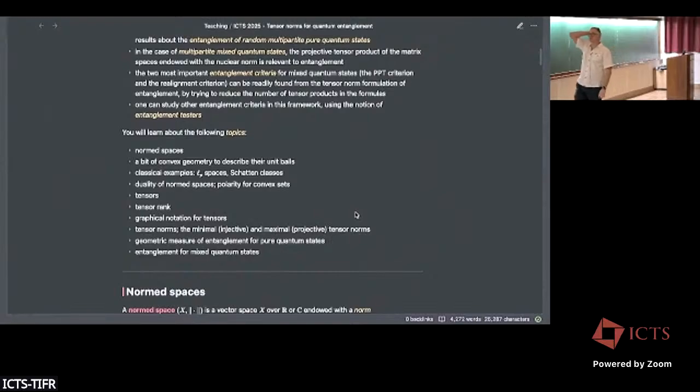Maybe two words about tensor rank, although this is not essential for these lectures, but it's fundamental. Then I will tell you about this graphical notation for tensors, how instead of writing coordinates, we use pictures, which is very nice. And then we'll get into the main topic, tensor norms. So the minimal one, the maximal one, the definition of tensor norms, what do we require of them, and then these applications to quantum information theory and to entanglement, in the case of pure states and mixed states.